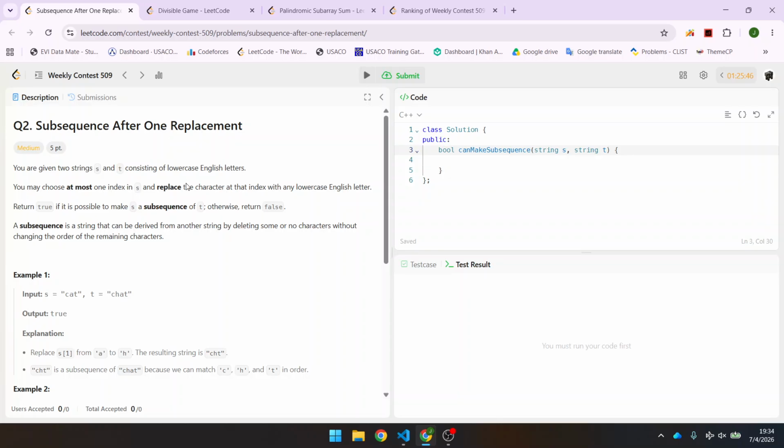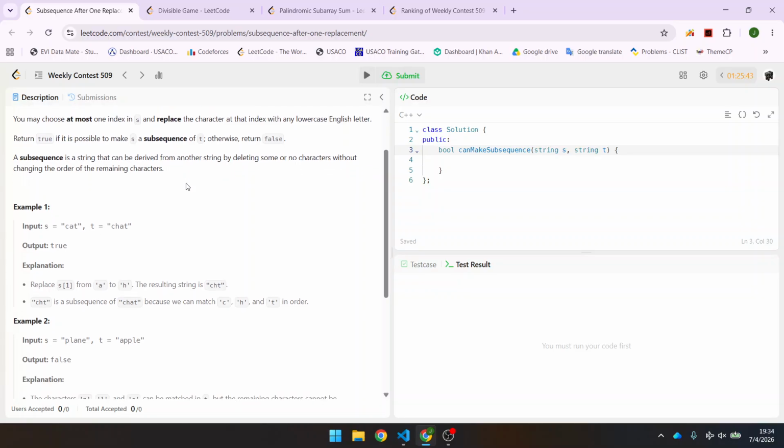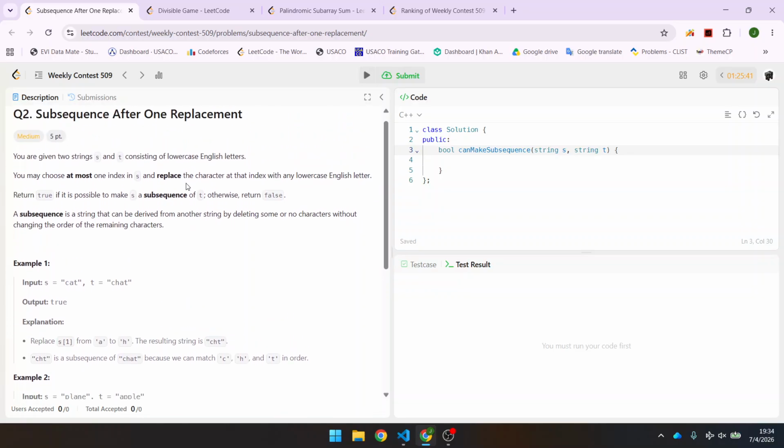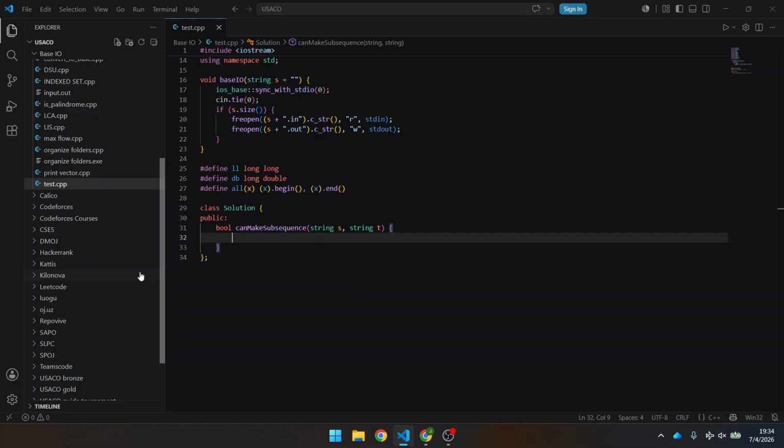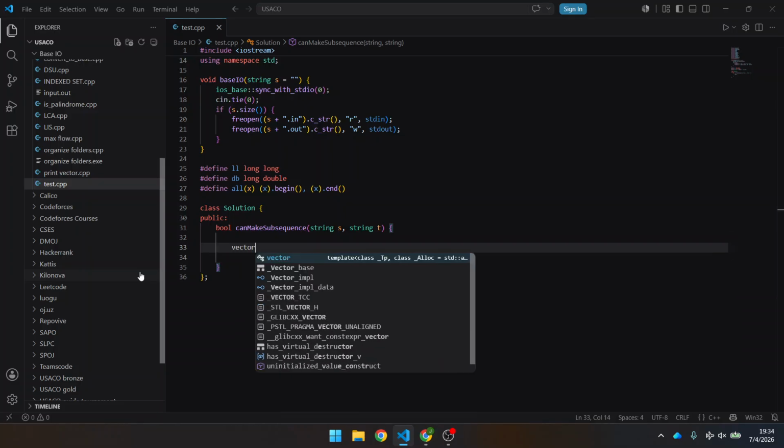Subsequence after one replacement. So you can replace a character in S, and then it's asking you if it can become a subsequence of T. Cat, chat. If it can become a subsequence of T. So suffix, prefix.